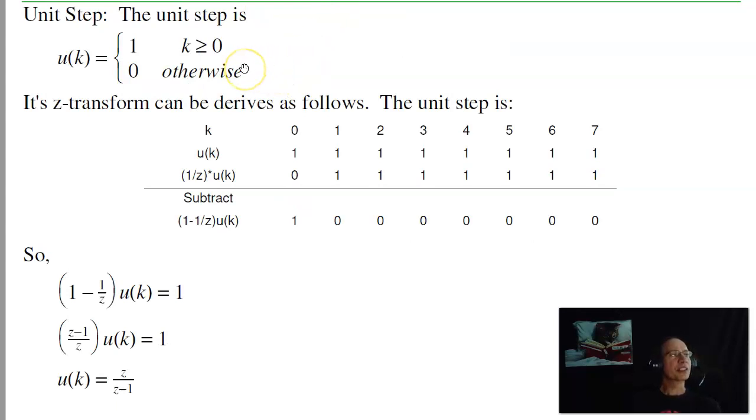Let's take a unit step. To find the z transform of a unit step, it is 0 for k less than 0, 1 for k greater than 0. Let's delay a step. 1 over z times u of k is u of k delayed by 1. Now take the difference. These all cancel, and I'm left with a delta function. I know the z transform of a delta is 1. So 1 minus 1 over z times u is 1. Solving for u, the z transform of u of k is z over z minus 1. So there's the z transform of a step.